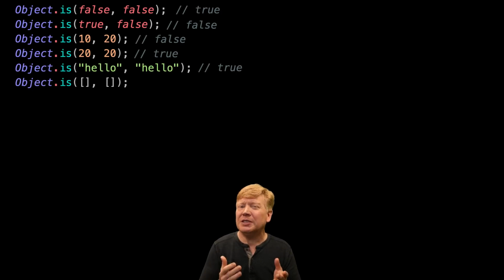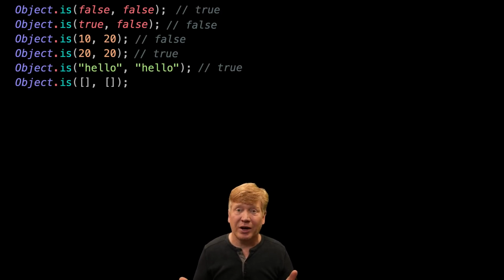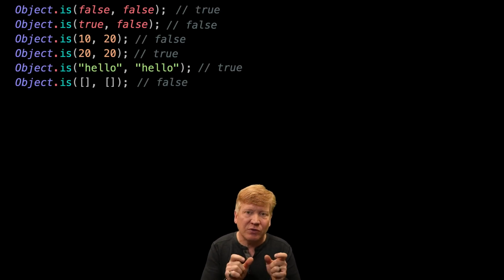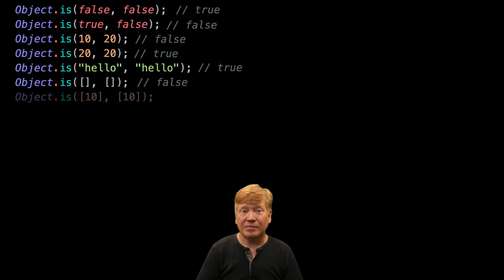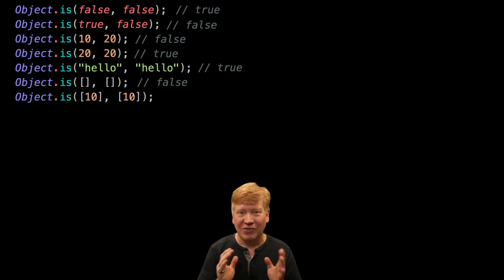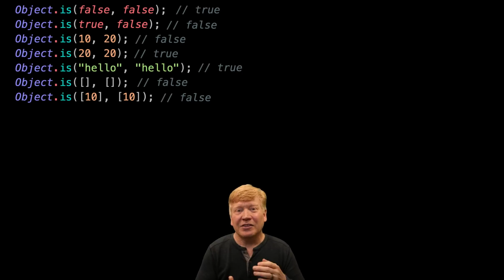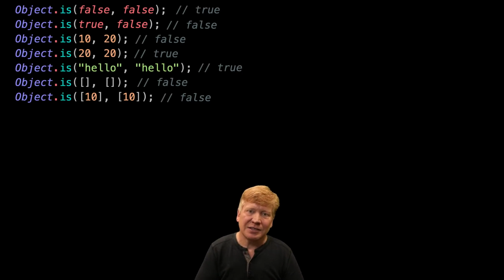How about two empty arrays? Surely those are the same, right? Nope, they're false because those are really two different arrays in the heap, two different locations, two different references, and therefore it's false. How about this one? Again, false. Good, I'm glad you're paying attention. Again, you have two different arrays with different memory locations, even though they have the same contents.